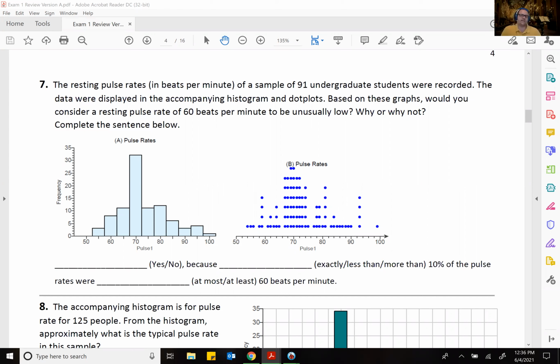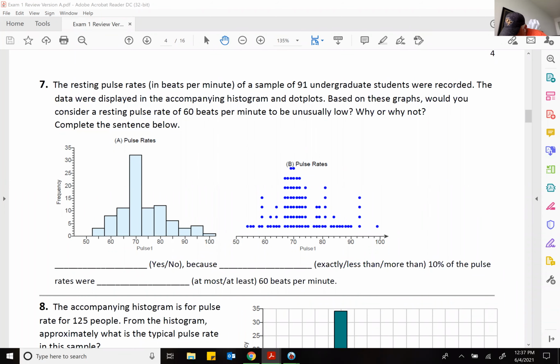So first, is 60 beats per minute unusually low? Yes. Why? Because on the frequency, it seems that the majority is at 70 beats per minute.